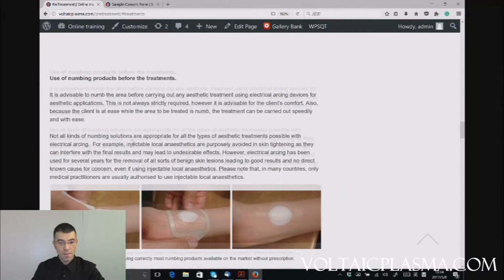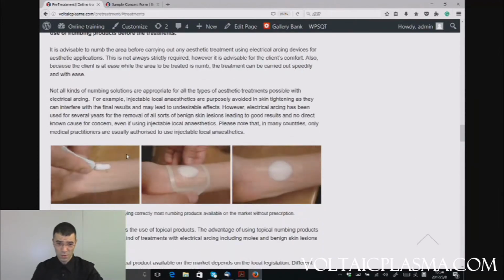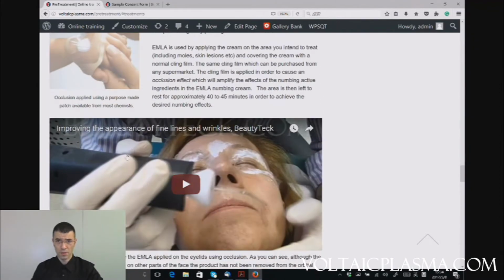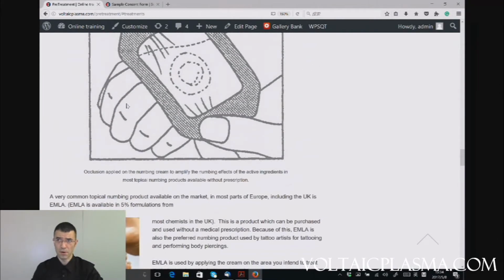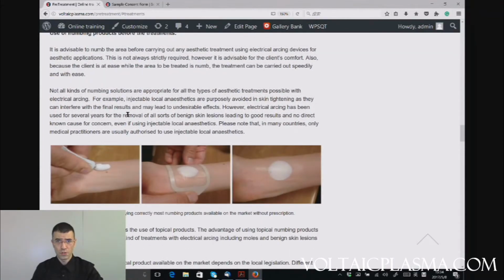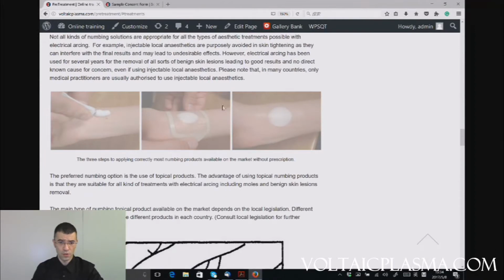So there are a number of numbing products that you can use. It is always advisable for any treatment to use numbing products, because most treatments are quite uncomfortable or painful. So it is always a good idea. So what you find in normal chemists is numbing products that are used by using occlusion, and we explain in here how occlusion is applied.